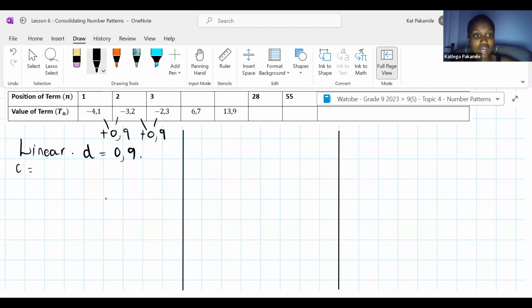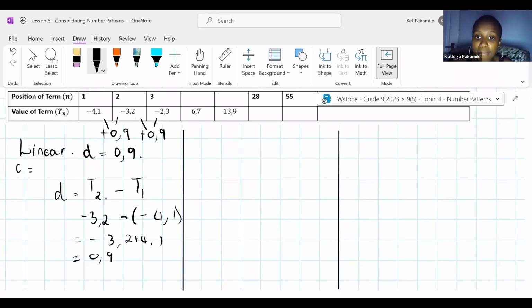So, guys, to work out the constant difference, you say term number two minus term number one, or term number three minus term number two. So then you would say negative 3.2 minus negative 4.1. And that would be negative 3.2 plus 4.1, which gives you 0.9. Do you understand now? Okay, thank you, ma'am. I understand. You're welcome. Nicole says, I calculated negative 4.1 plus 0.9, and I got negative 3. Did you minus or did you add the 0.9, Nicole?